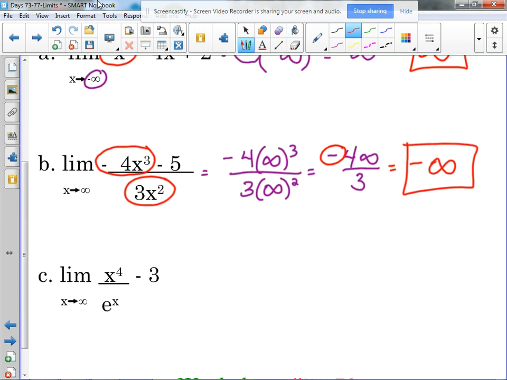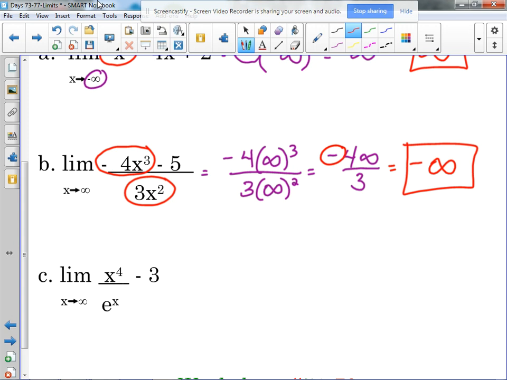All right, last one here. The limit as x approaches infinity of x to the 4th over e to the x minus 3. Okay, so let's talk about this for a second. Which one's more powerful, x to the 4th or e to the x? Which one gets bigger faster? X to the 4th or e to the x? E to the x, okay?